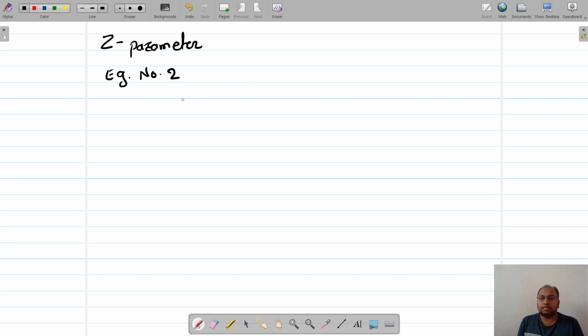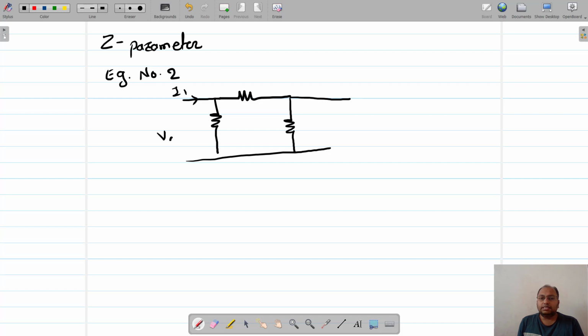So let us take this example. This is the circuit diagram given to you, and you have been asked to find out the Z parameter for this circuit. Let us say all the resistors are 10 ohm. Is that fine?